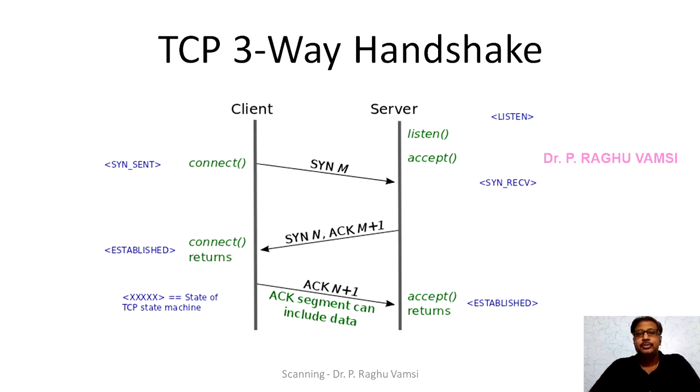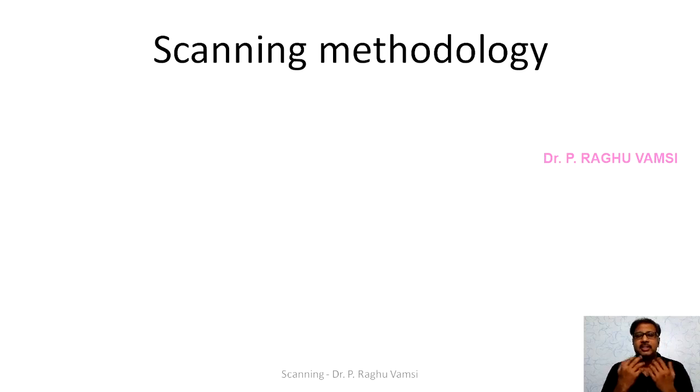Now we'll use these flags and this three-way handshake technique for performing network scanning with the help of open source tools such as Nmap. Now we'll see how this particular scanning methodology needs to be performed with the help of the open source tool, either Nmap or any other open source tools. First, we'll understand the sketch of network scanning methodology. Then we can go for using the tools.